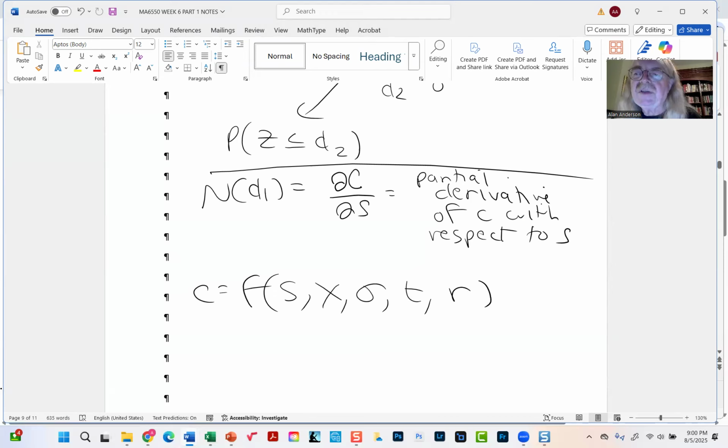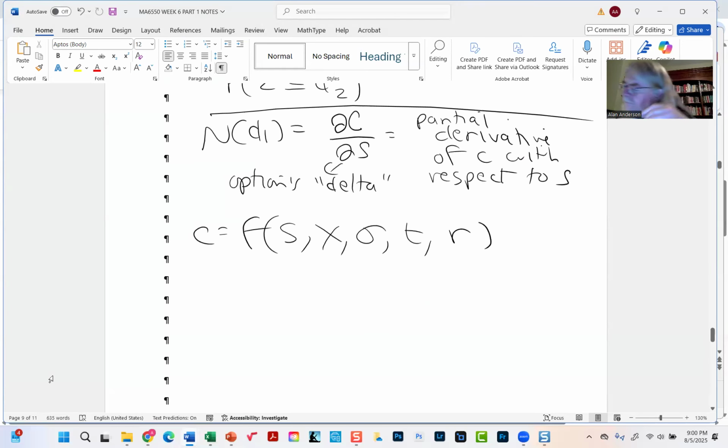And this has a specific name in option pricing theory. This is often referred to as the option's delta. Now we're going to see more of that later on in this chapter. But you can think of it this way: if the stock price goes up by $1, what does that do to my call price? Okay, so again, it's a partial derivative based on the relationship between the call itself and the stock price underlying it. And so this is what it means.